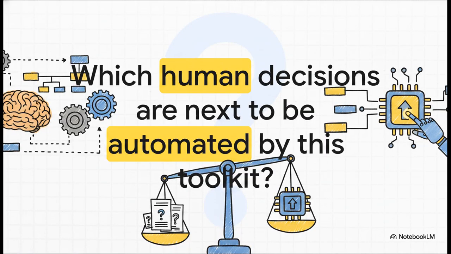And that brings us to one final big picture question. You know, as this toolkit gets more and more powerful and easier for everyone to use, that line between a machine helping a human make a decision and the machine making the decision itself, well, it's getting really blurry. So the question for all of us is shifting from what can we automate to what should we automate?